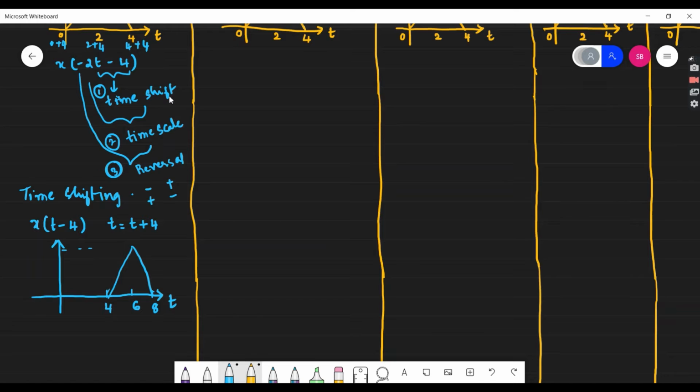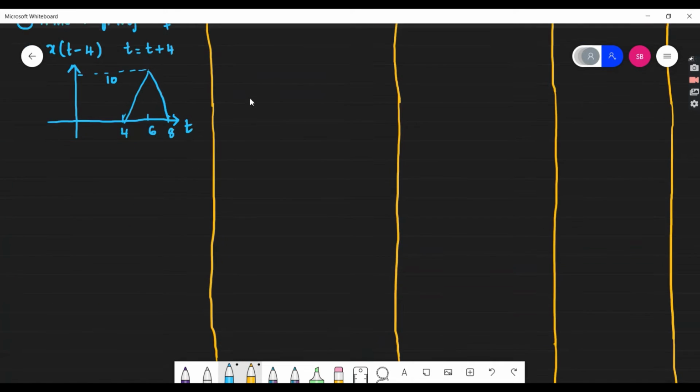So the amplitude will also remain the same, that is equal to an amplitude of 10. So this will be the plot for x of t minus 4. Second, I have to perform the time scaling operation. So let us perform the time scaling operation next.